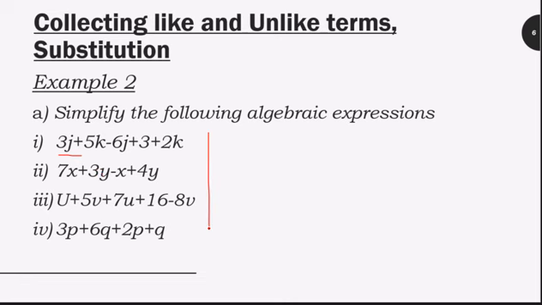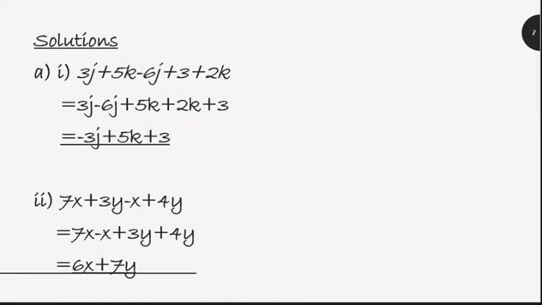So here you have 3j plus 5k minus 6j plus 3 plus 2k, and these other questions that follow. So let's go to solutions. 3j plus 5k minus 6j plus 3 plus 2k.